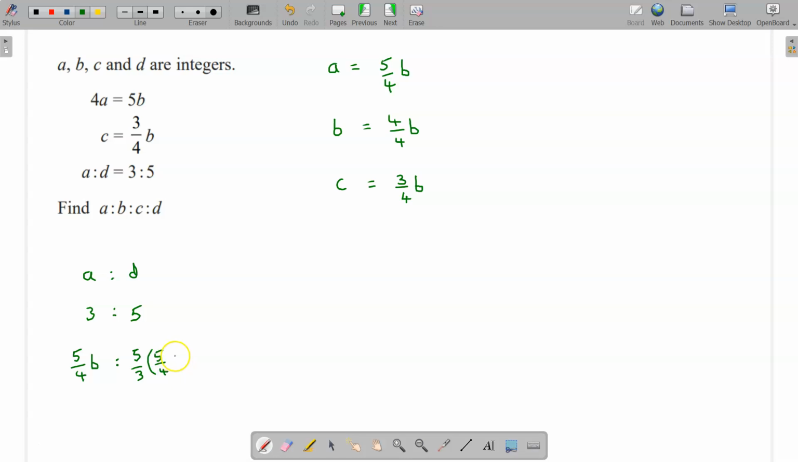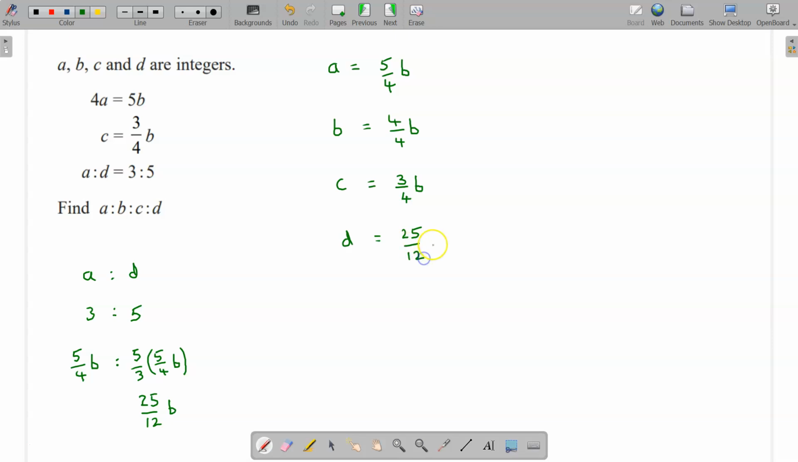Now you'll need to do working out to show how you're getting this answer, because it's not something you want to be trying to do in your head. So let's just simplify that last part. That's 25 over 12b. Okay, so I'm going to write D as 25 over 12b.